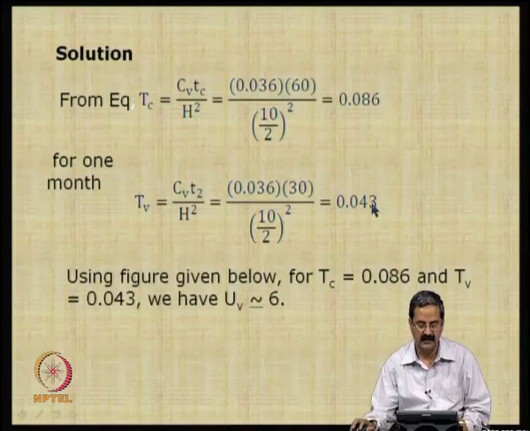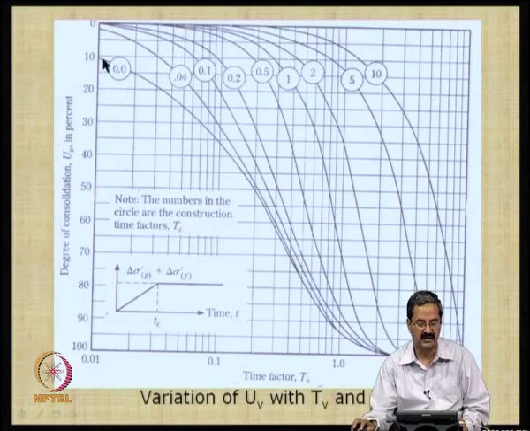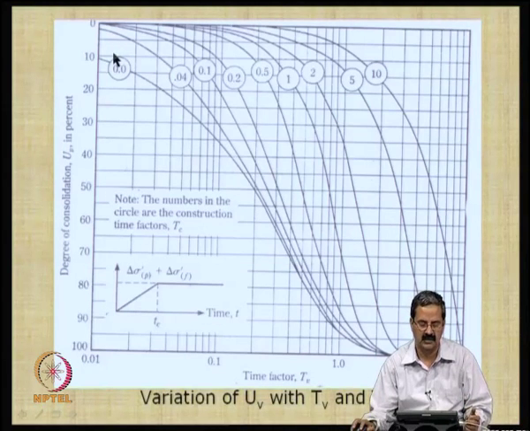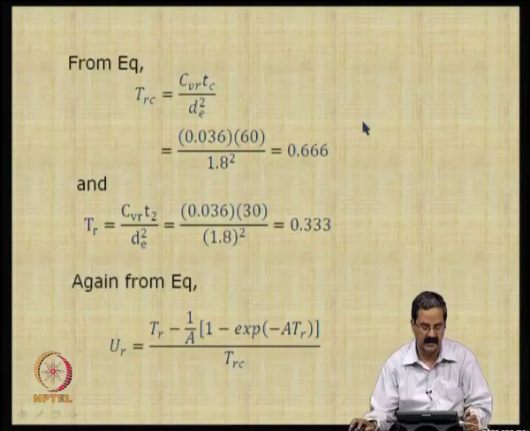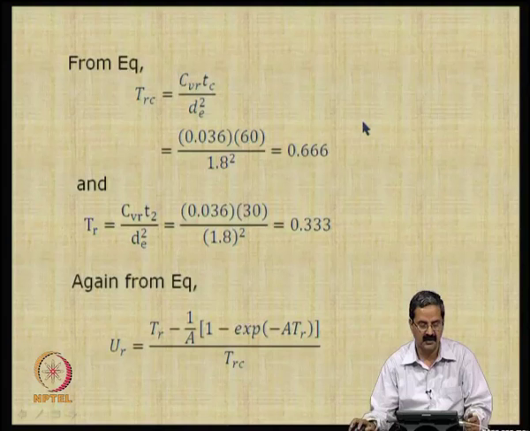Then we look at the degree of consolidation, it is about 6, somewhere here. If you look at those numbers, it is quite low, because it is 1 month only, not a long time. So, one can really calculate based on different time intervals. Once you know that, I will show you some more information.